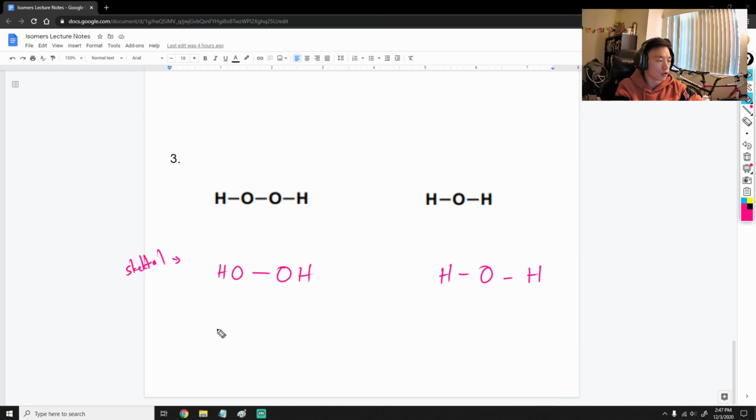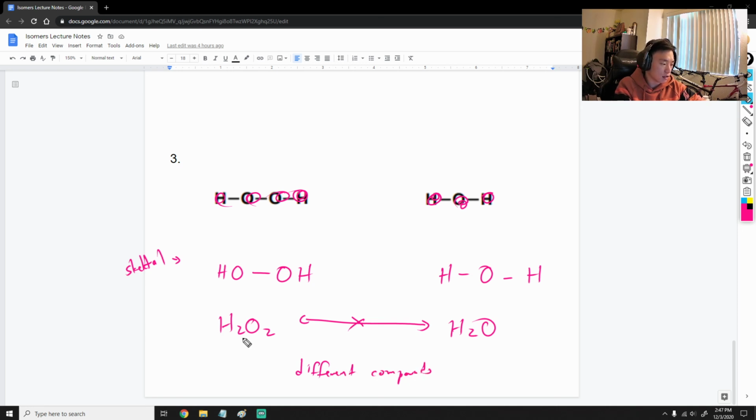And then if we look at the chemical formula, there are 2 H's here and 2 O's here, so it'd be H2O2. And then we have 2 H's here and an O. So these two are not the same, so this would be an example of different compounds. These aren't even isomers because the formulas are different.